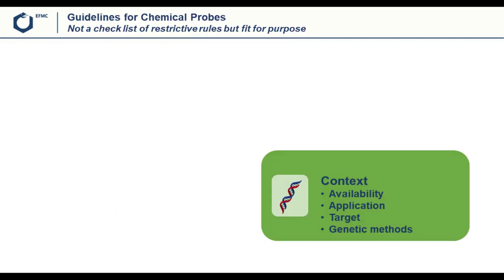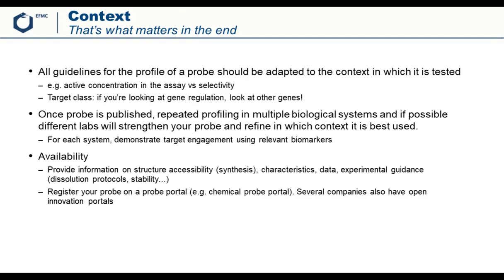Okay, we move now on the last part of the guidelines, which are context. And it's always important to think that all the guidelines should be always adapted to the context in which you're testing the compound. We talked about some of this. The active concentration in the assay should be considered in relation to the selectivity of your compound. And if you're working on a target class that regulates genes, then look at other genes to make sure that you're not missing any important information.